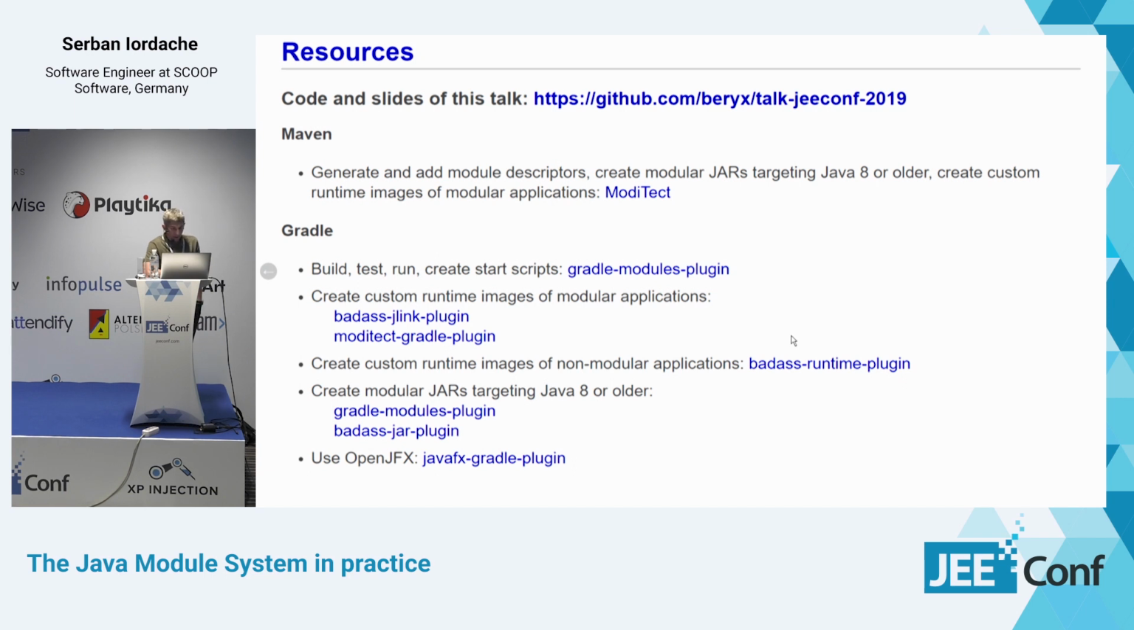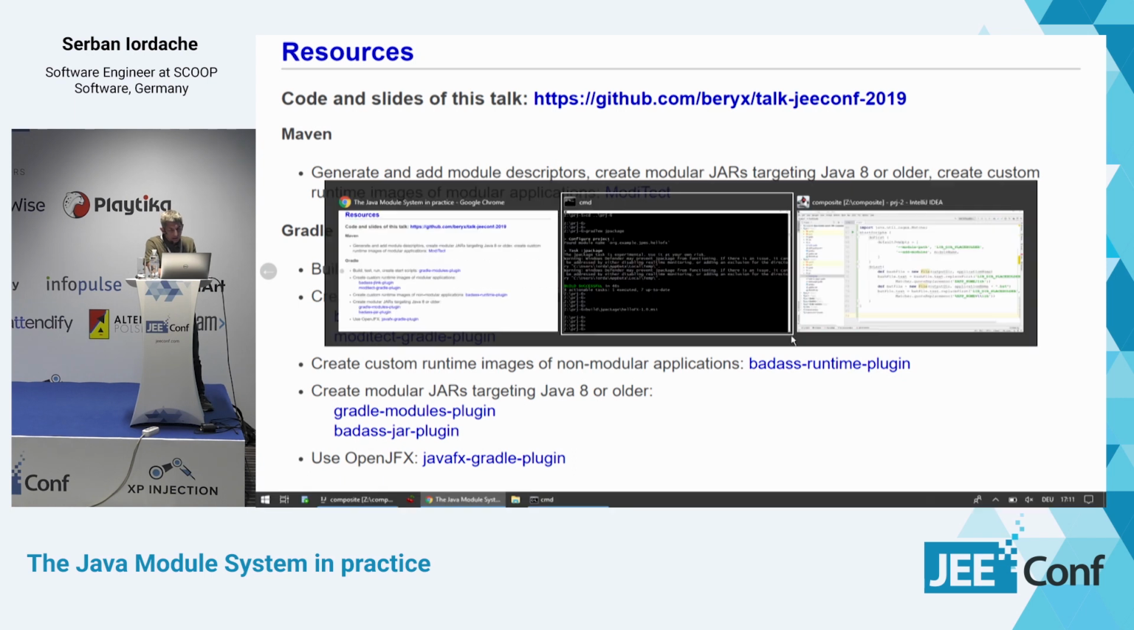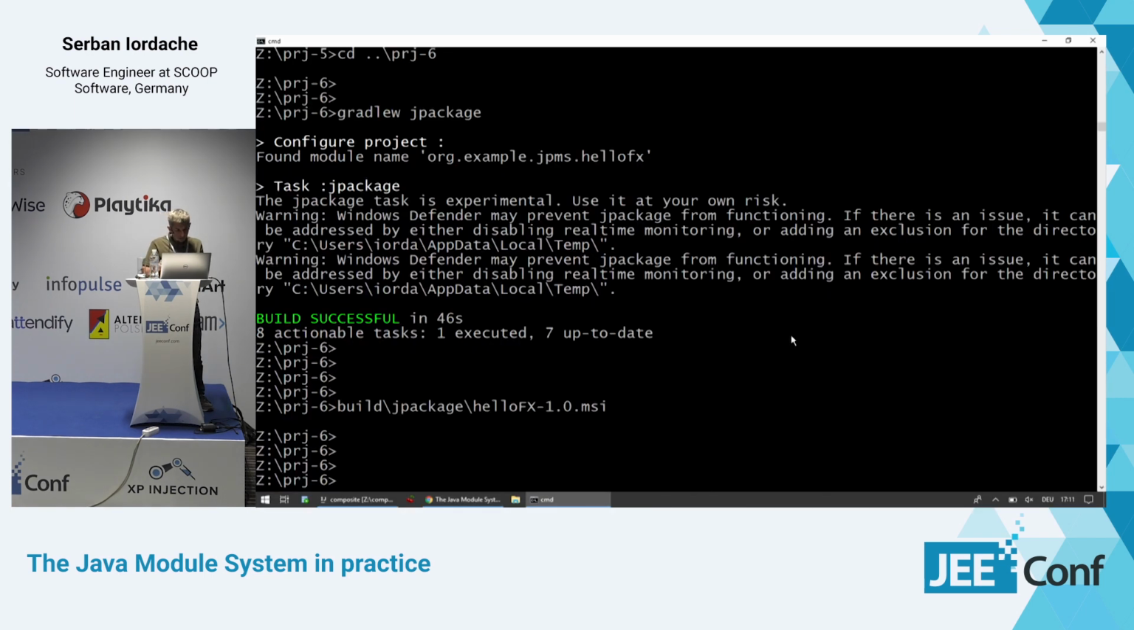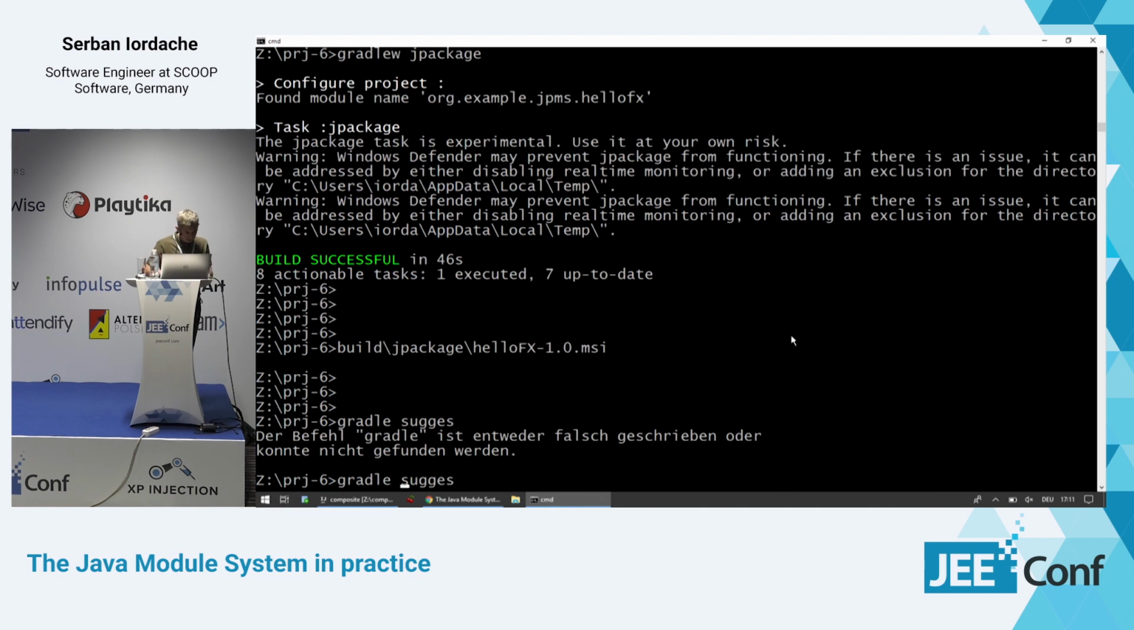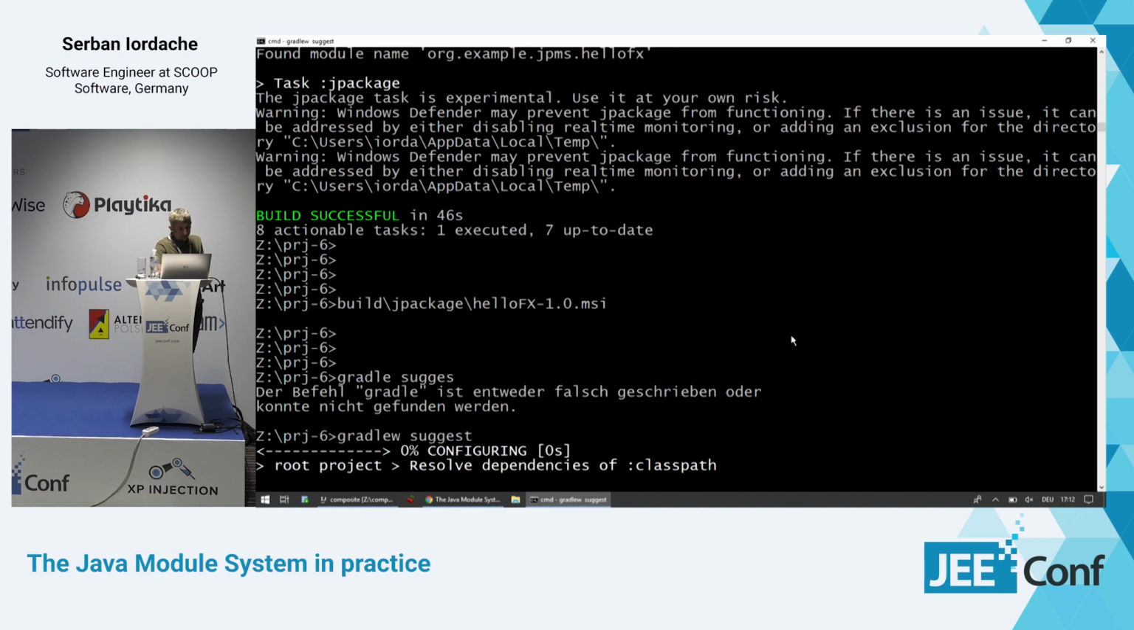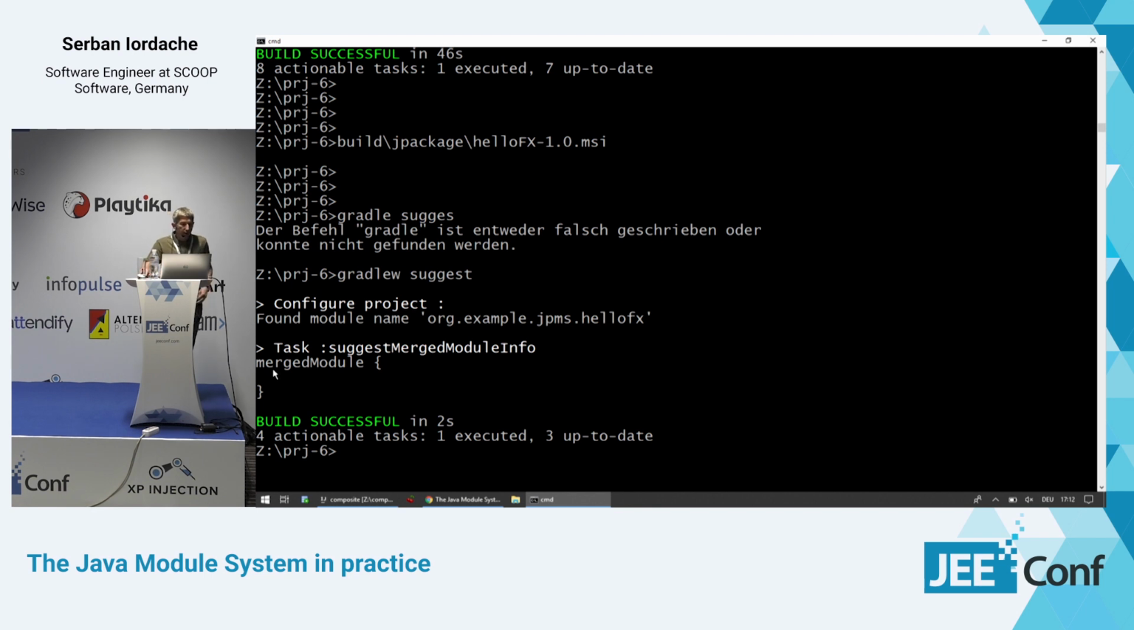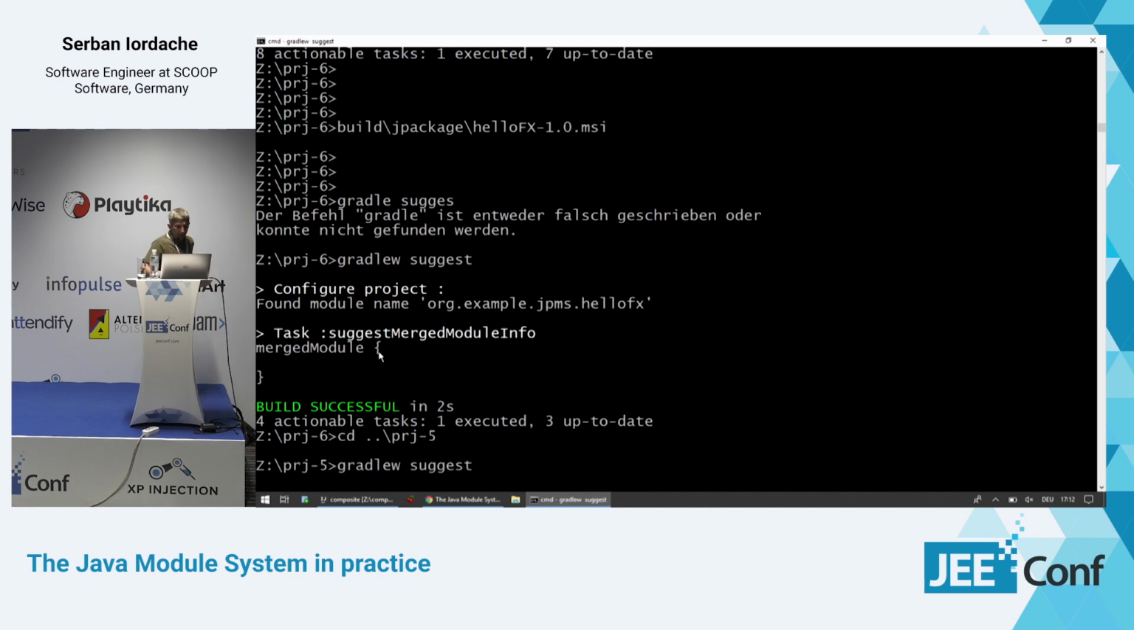But the plugins give you the possibility to see what modules you need. For example, the JLink plugin has a task called suggest, and this will show a list of the modules needed by your application. Okay, that's not a good example here, because there are no other modules needed by our simple JavaFX application. Let's try with a web application.